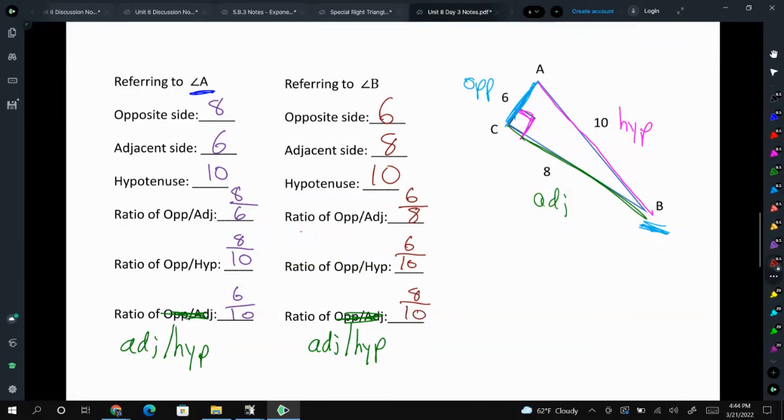Okay. So this is going to be very useful later on, and also it's going to be super critical. That's why we're doing so much practice of labeling the opposite, the adjacent, and the hypotenuse, and being able to write these ratios. You have to be able to do this.